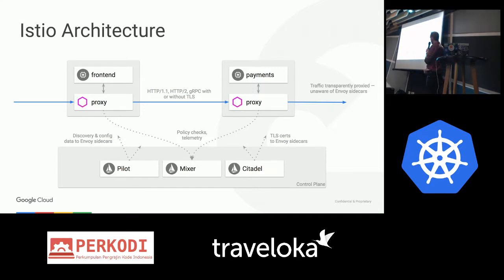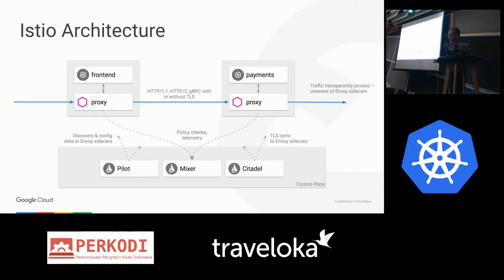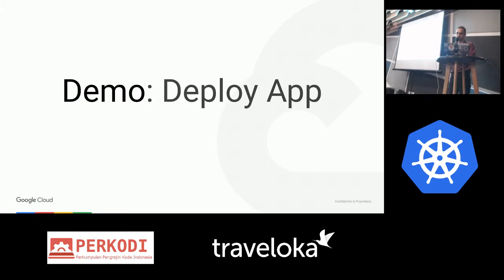And Citadel is about TLS. If you want to set up mutual TLS, Citadel is the one that will set that up, and it's the one that will issue the certificates and rotate the certificates and all that kind of stuff. So that's what Istio is in a nutshell. Let me show you how you would deploy an app.